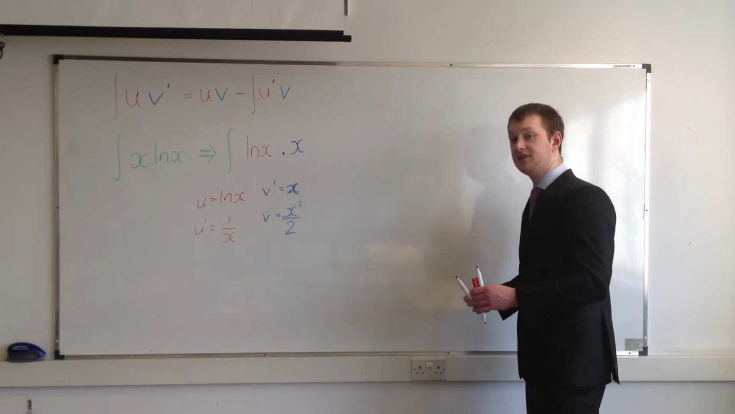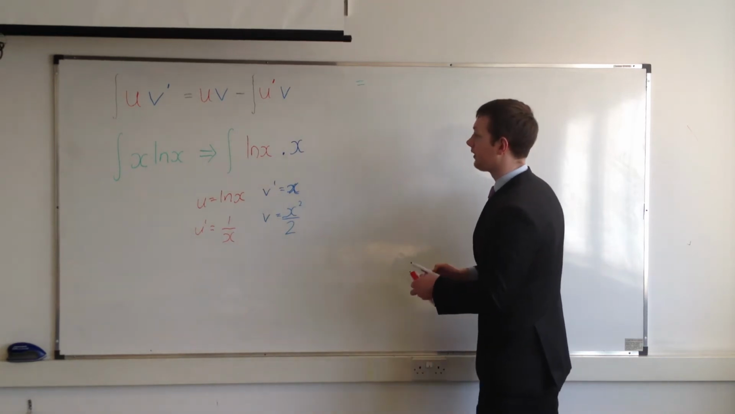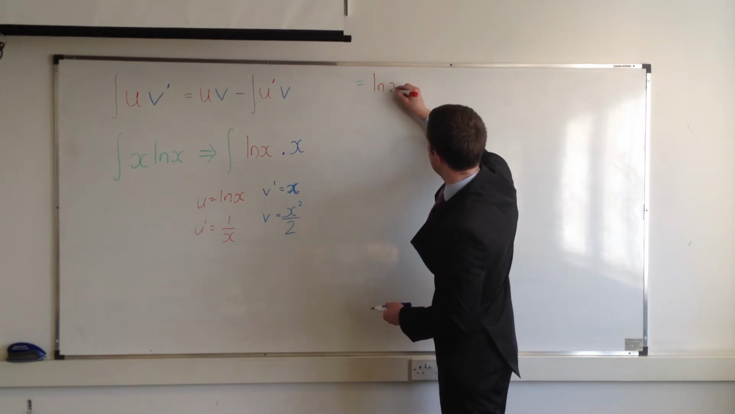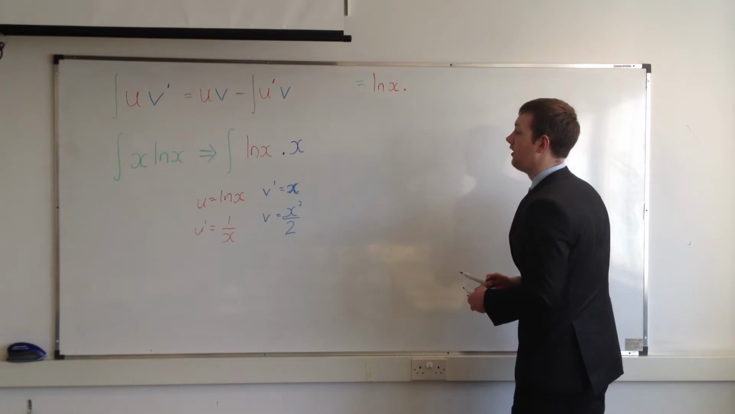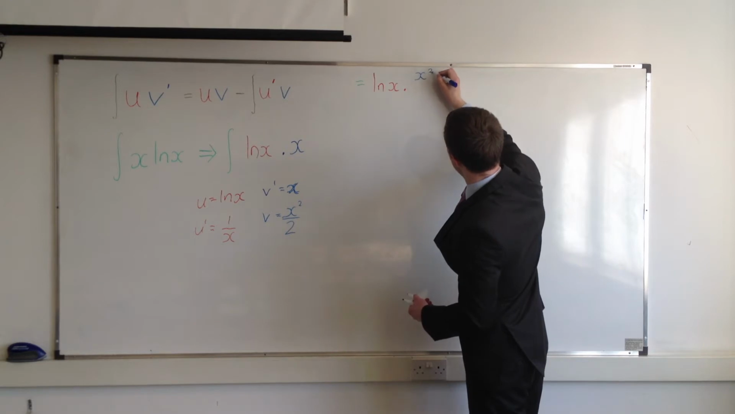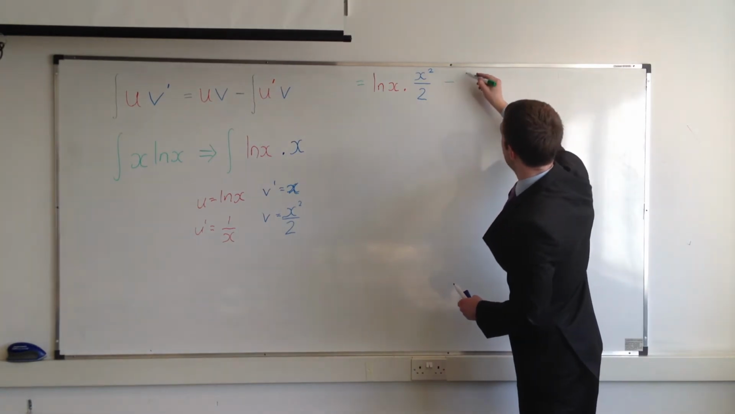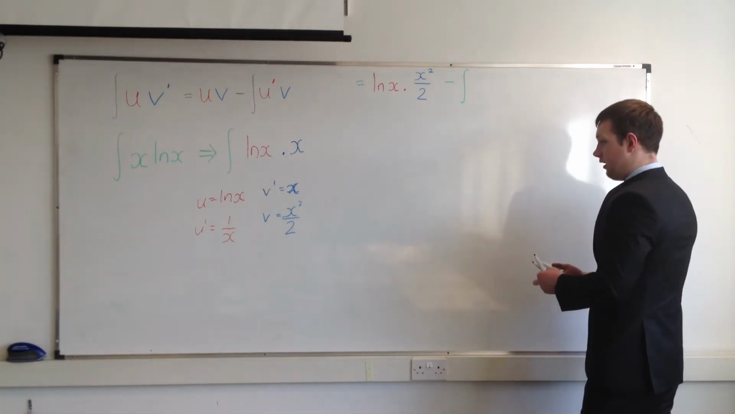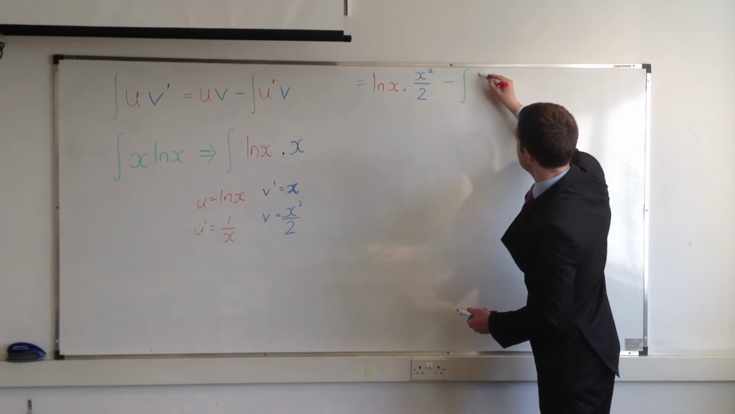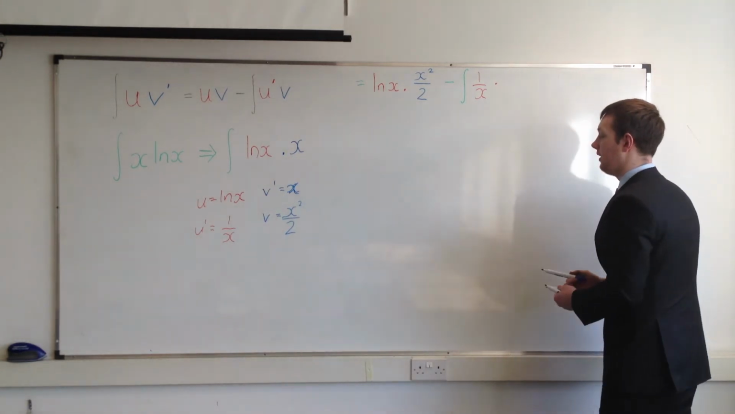Now we just simply need to put this back into the equation. So we end up with the ln of x, which is u, times by v, which is x squared over 2, minus the integral of u prime, which is 1 over x, times by v, which is x squared over 2.